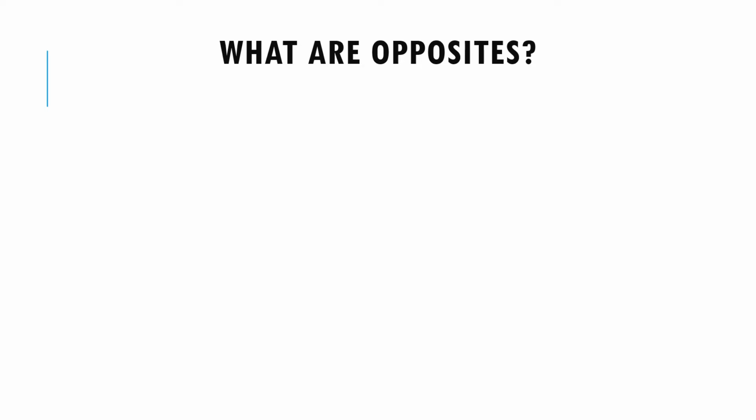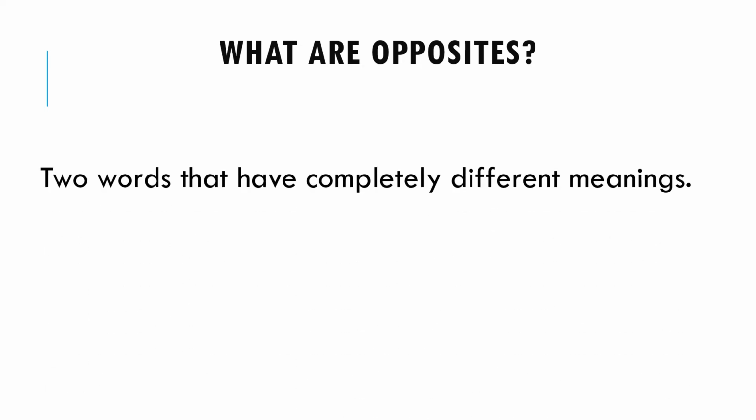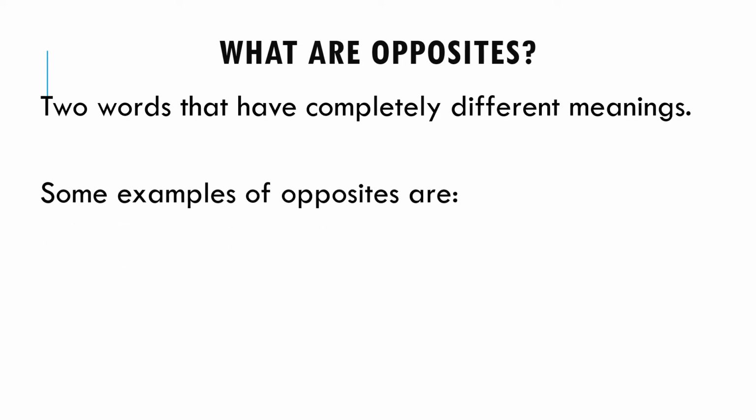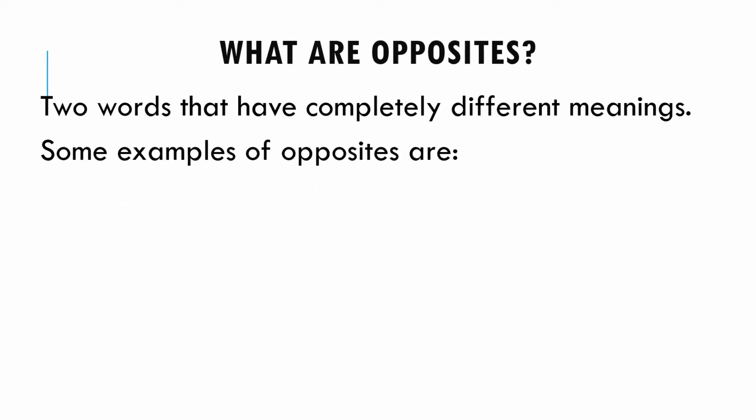I'll give you a hint. Words like fast, slow, empty, full are examples of opposites. Two words that have completely different meanings. Opposites are two words that have completely different meanings. Some examples of opposites are hot and cold. The fire is hot, but the snow feels cold.